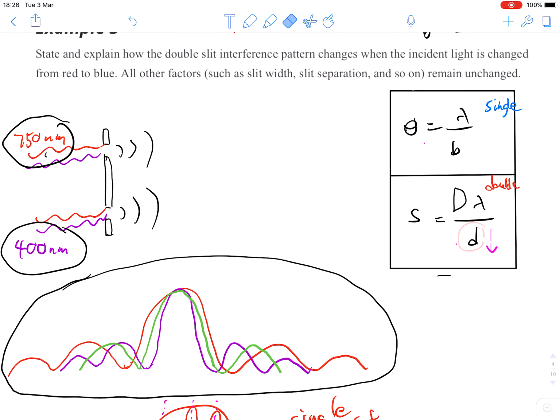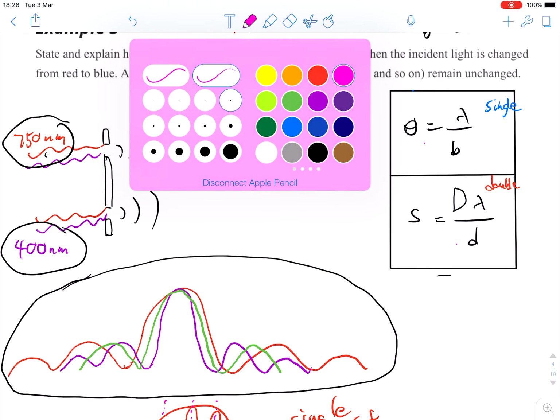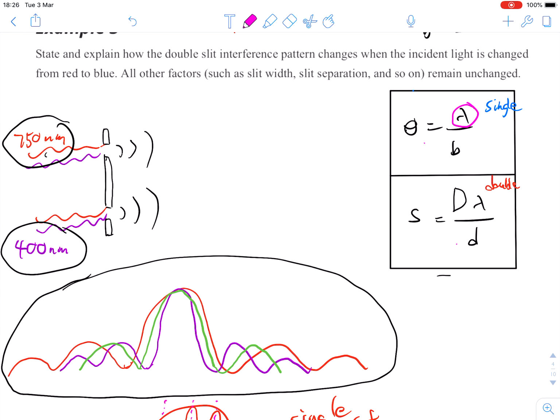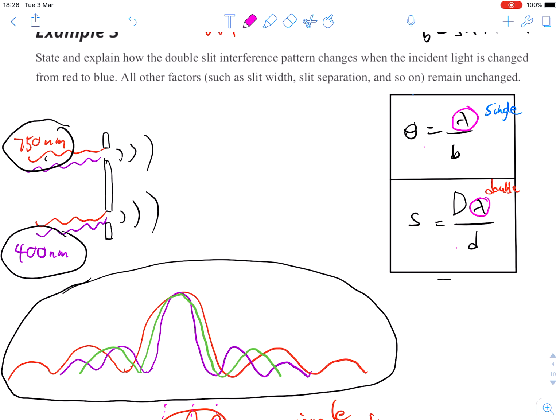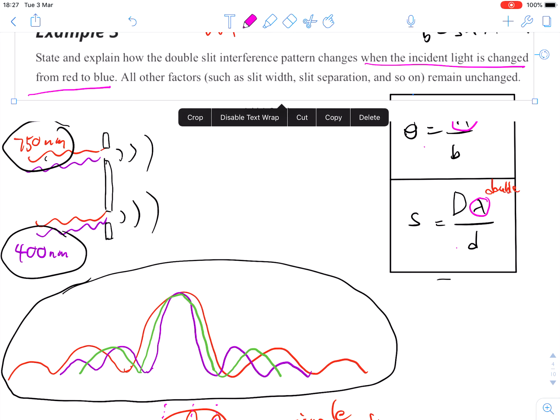Okay, if you look at both equations, both of them actually have a shared variable, which is lambda, or the wavelength of the light. Okay, therefore, a change of the wavelength matters. What we have here is, let's see, when the incident light is changed from red to blue. So from red to blue, I'm purposely using a different color here.